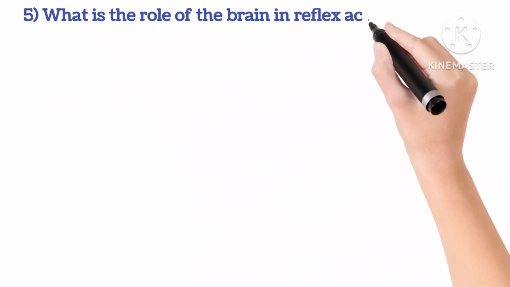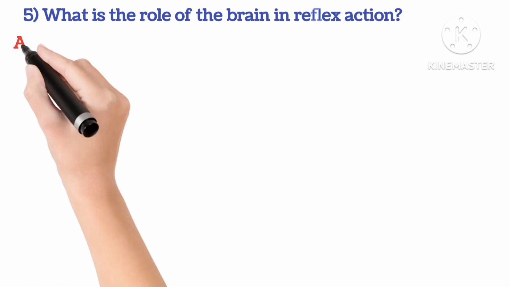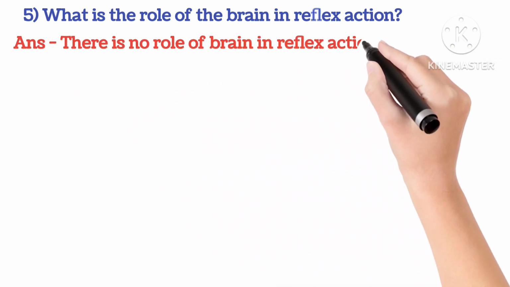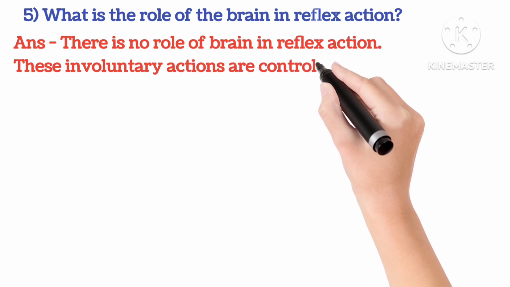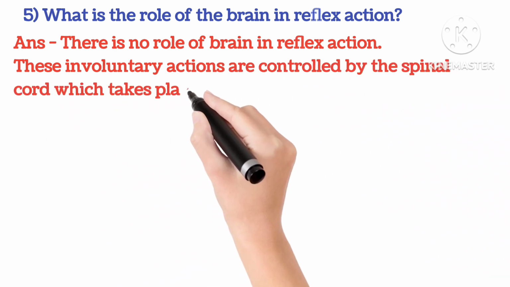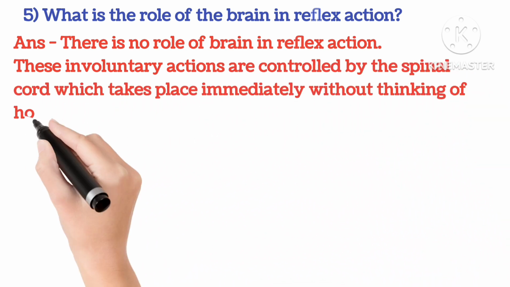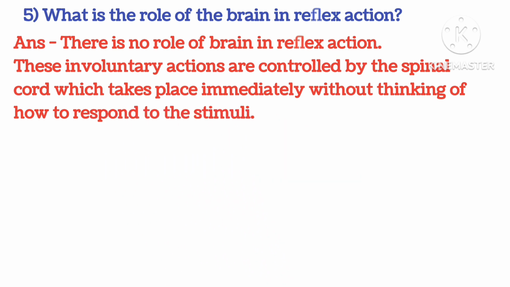Fifth, what is the role of the brain in reflex action? There is no role of brain in reflex action. These involuntary actions are controlled by spinal cord, which takes place immediately without thinking of how to respond to the stimuli.